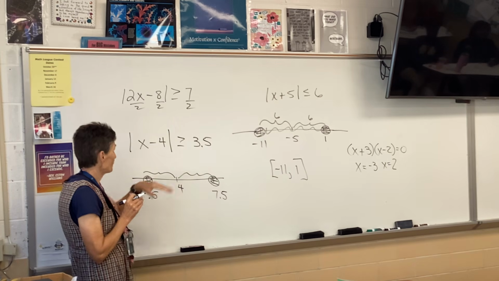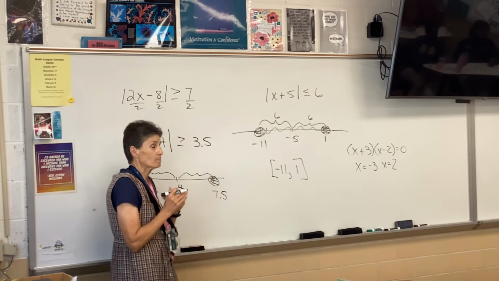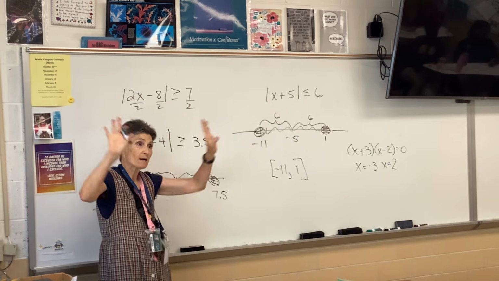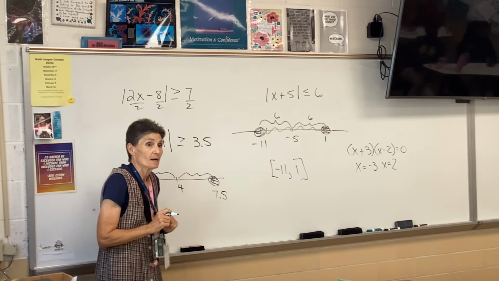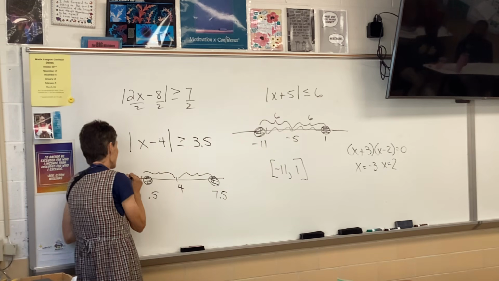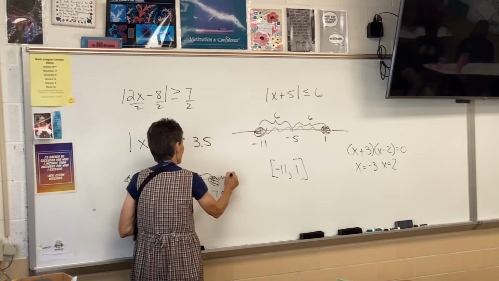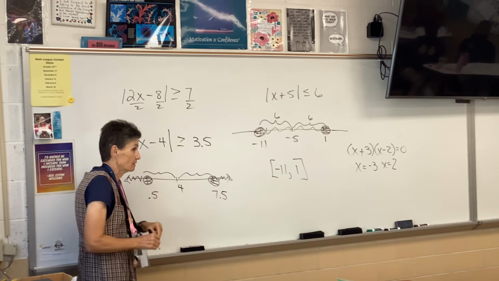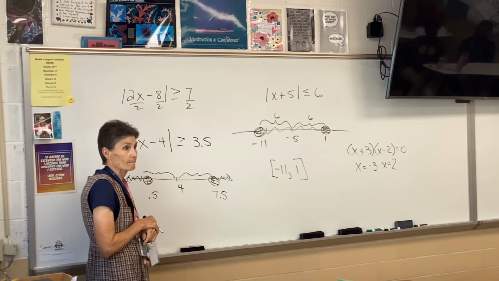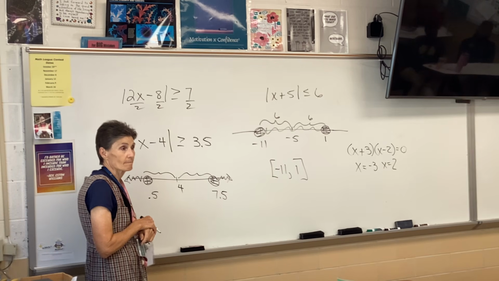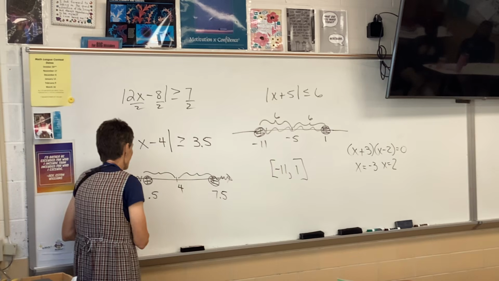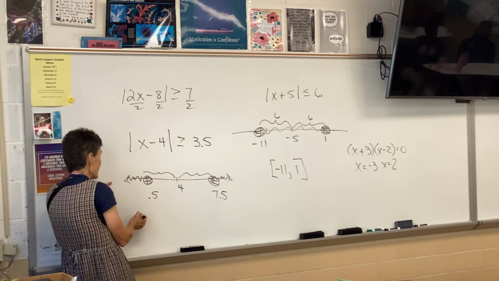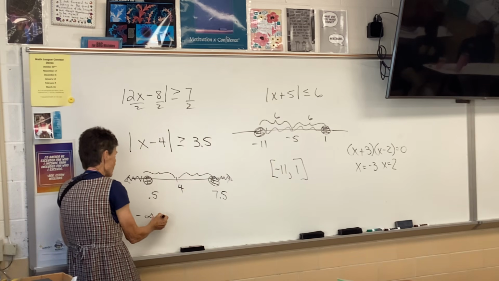Now I just need to look at my problem. Am I shading between the dots or outside the dots? Outside the dots, because it is a greater than problem, and boys and girls, that's where greater thans get graphed. So what's my answer? Negative infinity to 0.5.